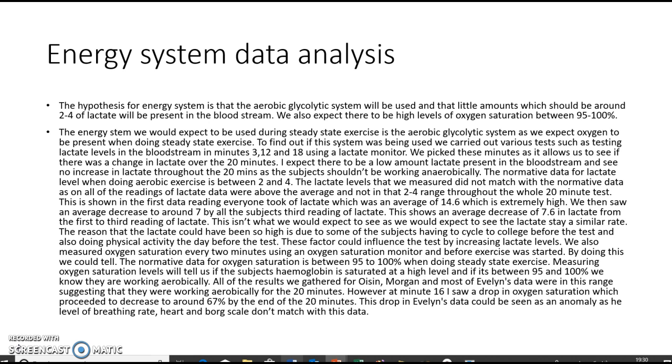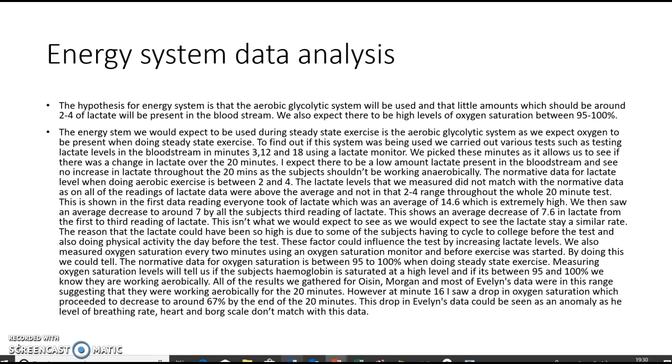To find this out, we carried out various tests in lactate, such as testing lactate levels in the minutes of 3, 12, and 18 using a lactate monitor. We picked these minutes as it showed we could see a change in lactate over the 20 minutes, to see if we could see a change.